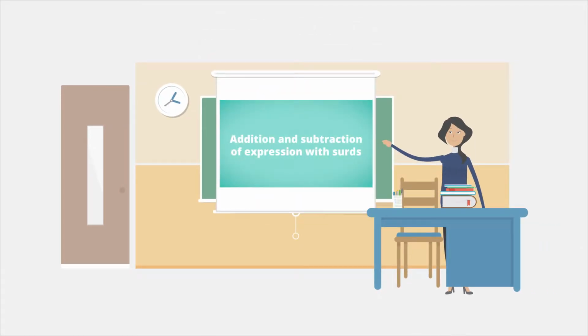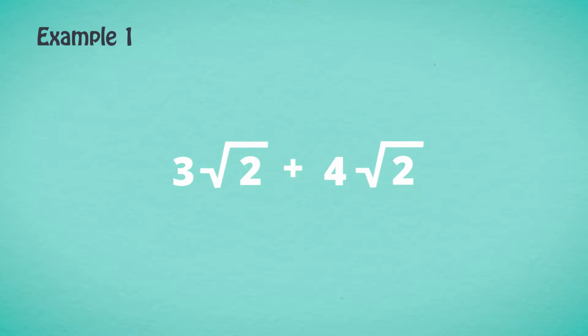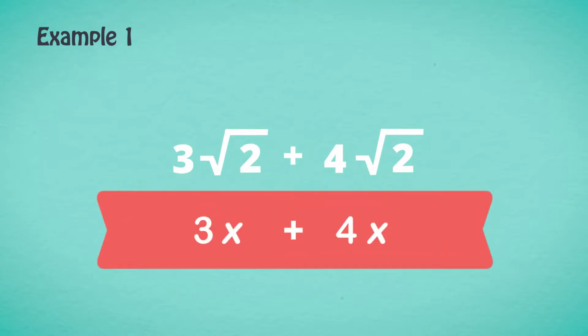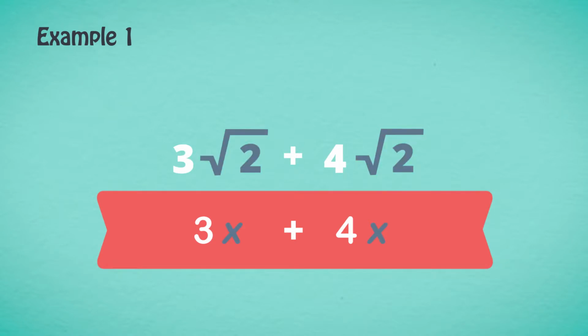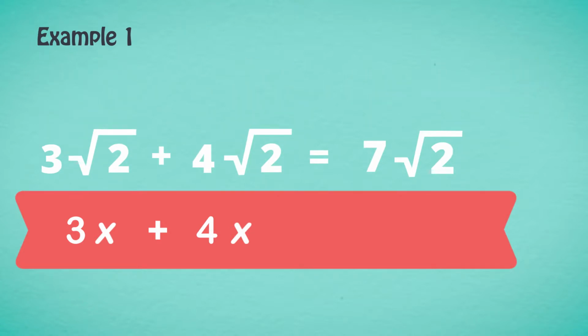In this video, we will take a look at the addition and subtraction of expression with surds. Let's start with this example. One way is to relate this back to algebra, where we add like terms. In this case, 3x plus 4x. Here, we are treating the square root of 2 to be like x, and we add them to get 7 times square root of 2, just like we add 3x and 4x to get 7x.